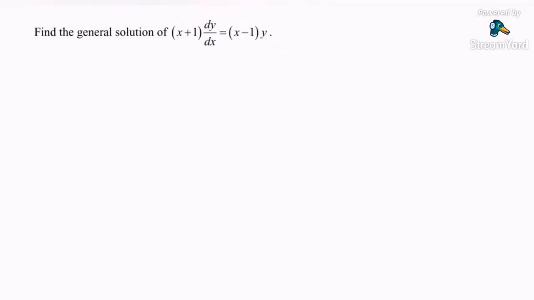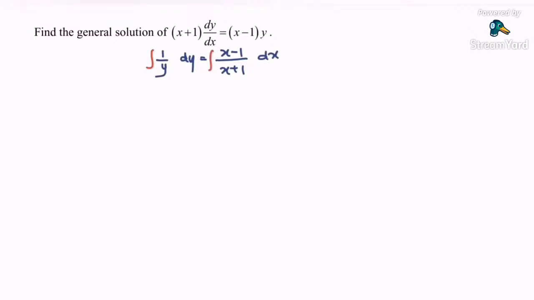So here we have the example for separable variable. Find the general solution of bracket x plus 1 multiplied with dy/dx equals to bracket x minus 1 multiplied with y. Step number 1, separate the dy/dx. So here we will have dy equals to dx. Second step, separate the variables x and y. So in here, we're going to divide by x plus 1, x minus 1, and we will have 1 over y. Step number 3, add on the sign of integrate.